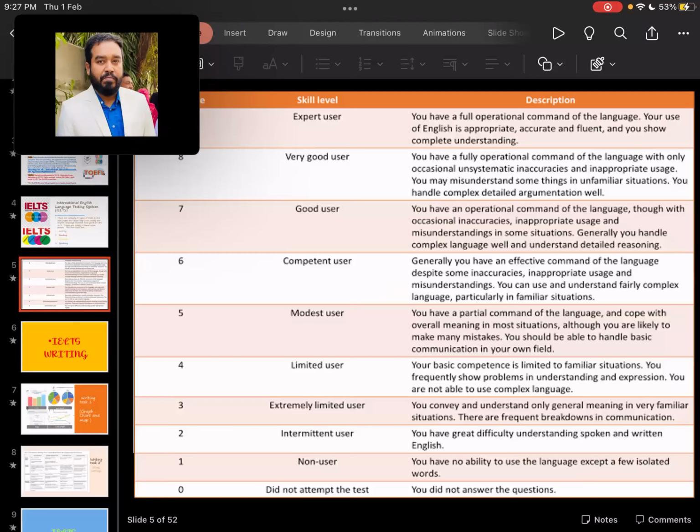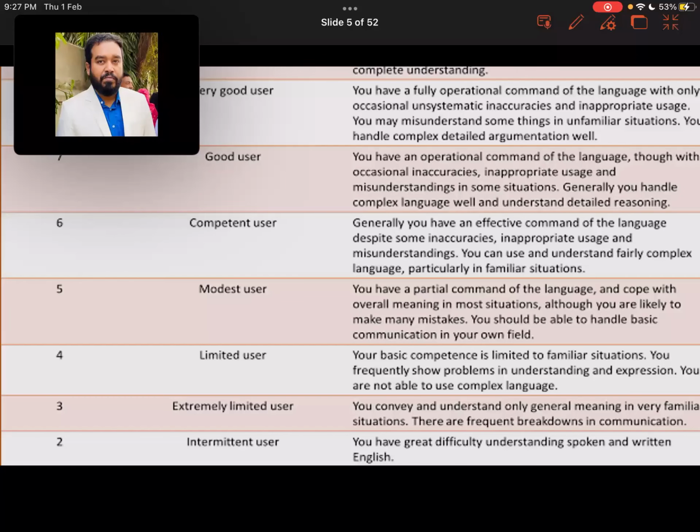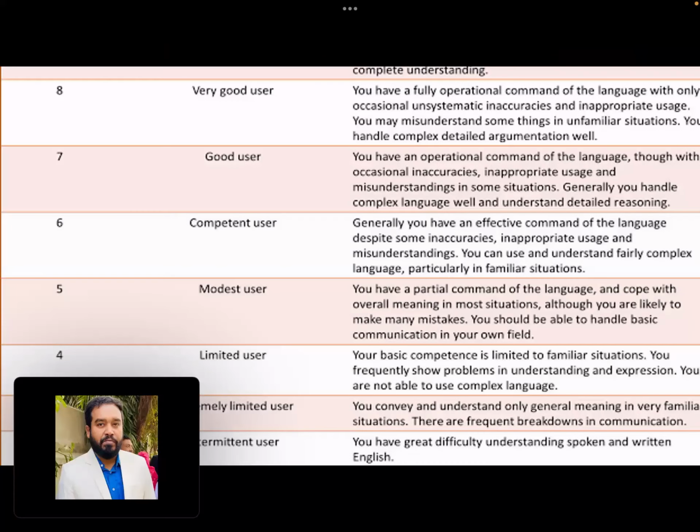Yes, can you repeat that again? Which one should I share? Only the writing tasks or all of them?